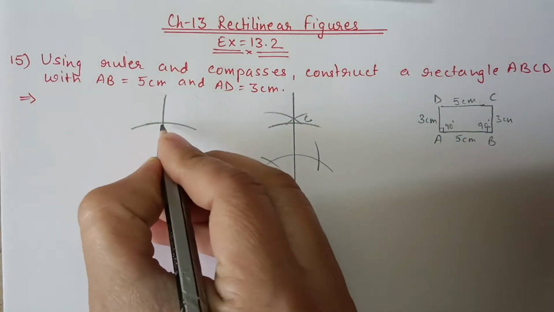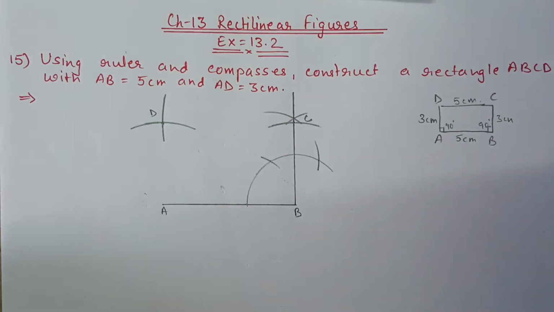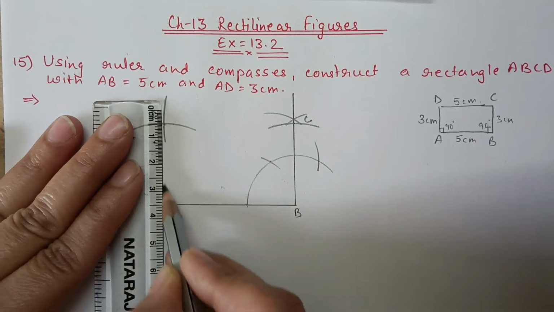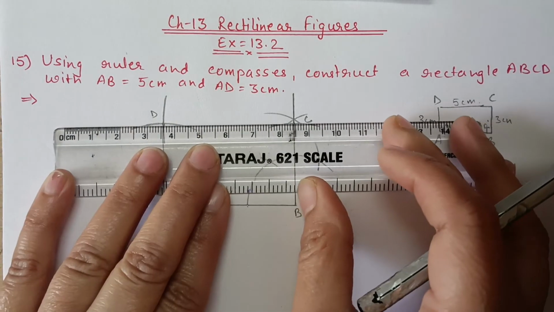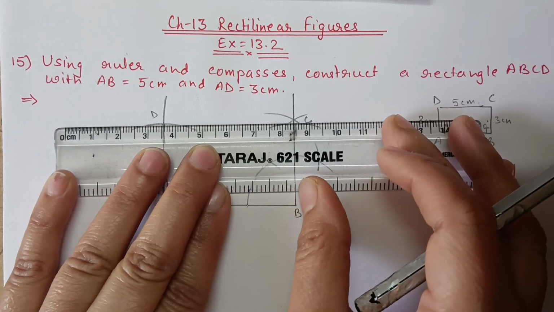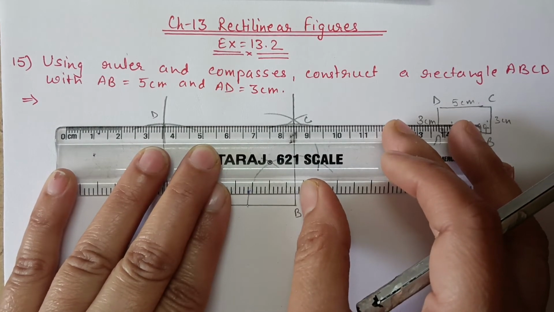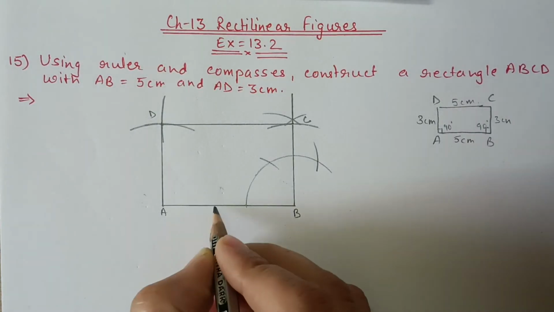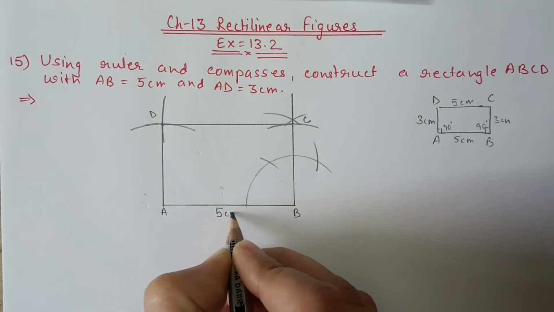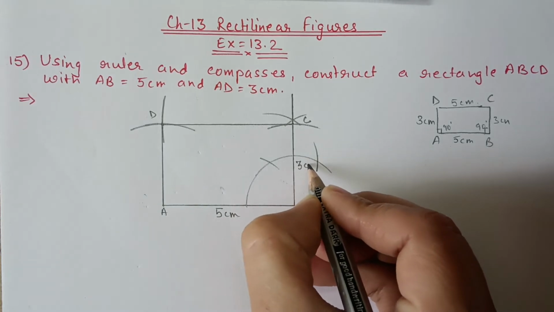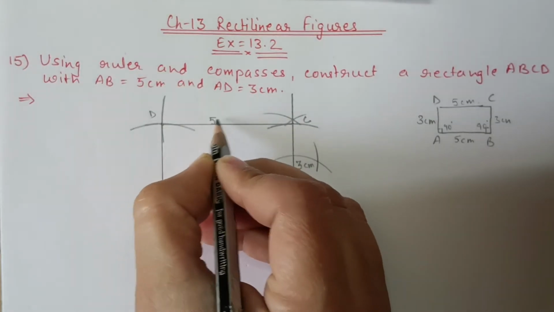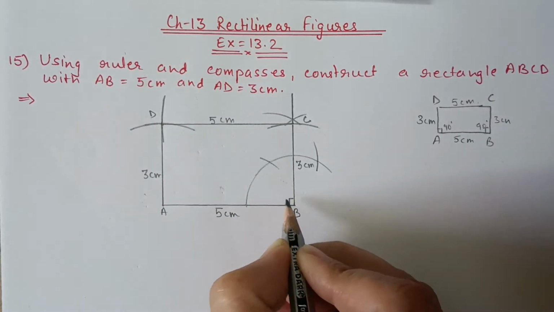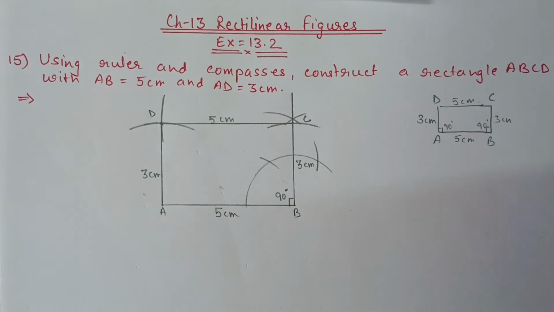This is point D. Now we can join A to D and C to D. Write all the measurements. AB is 5 centimeter, BC 3 centimeter, CD 5 centimeter, A to D 3 centimeter, and this angle we have constructed is 90 degree.